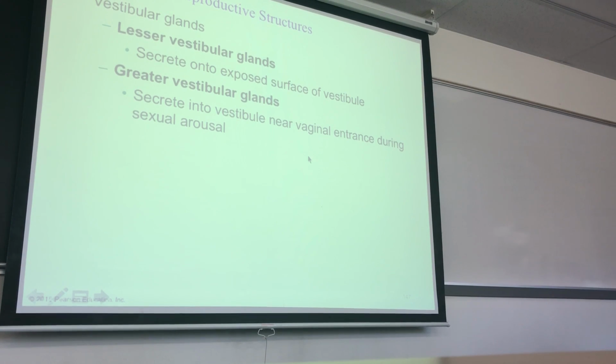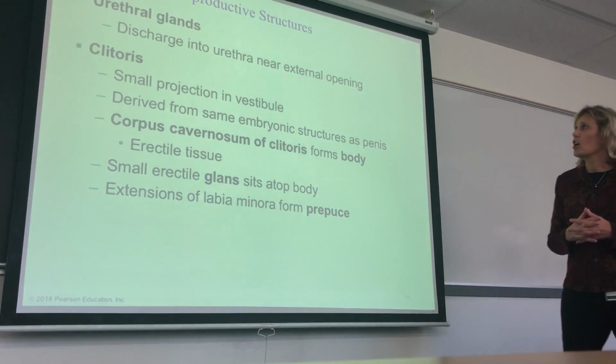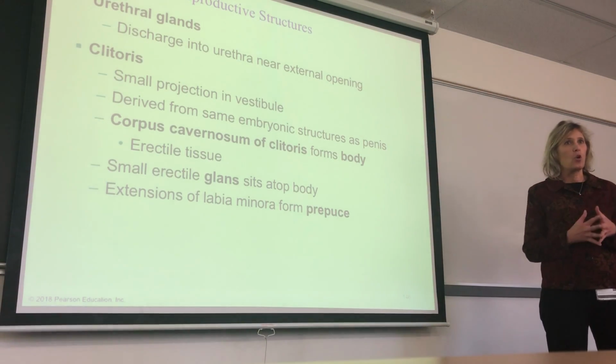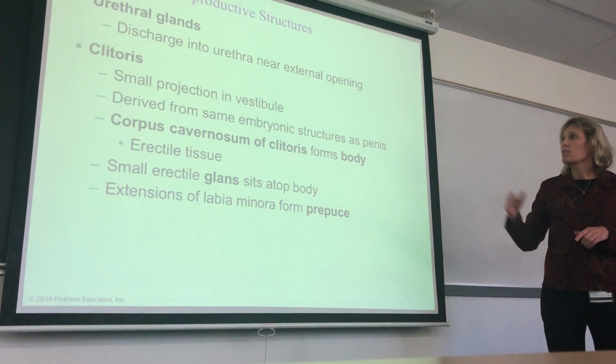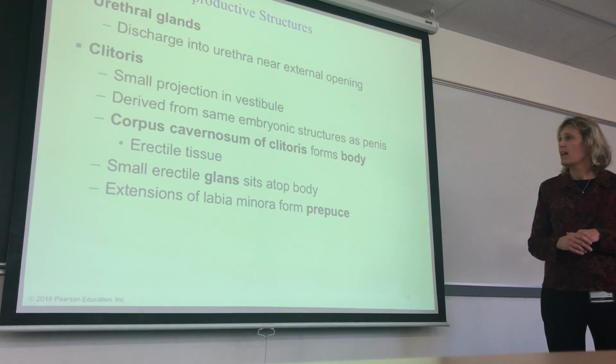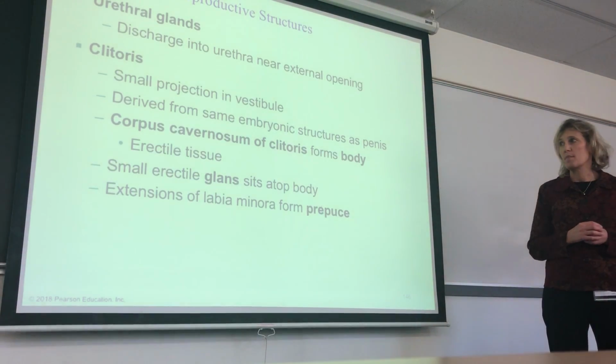You guys remember all this stuff, right? From general? There are two urethral glands that discharge into the urethra near the external opening. I'll show you where those are. You're going to have to be able to identify those in lab. The clitoris is the erectile tissue that's similar to the erectile tissue in the male.